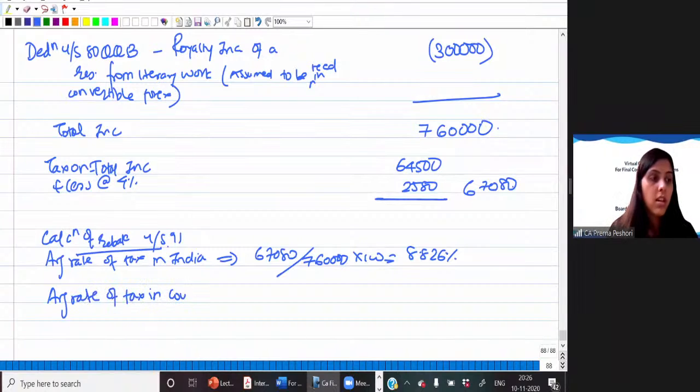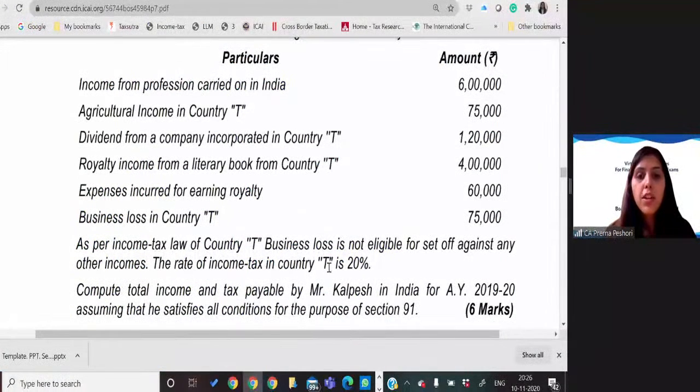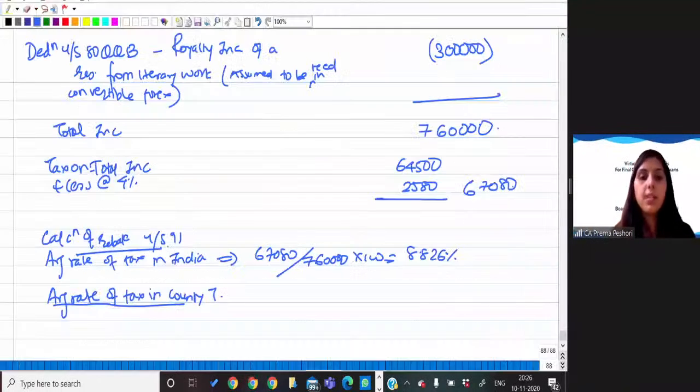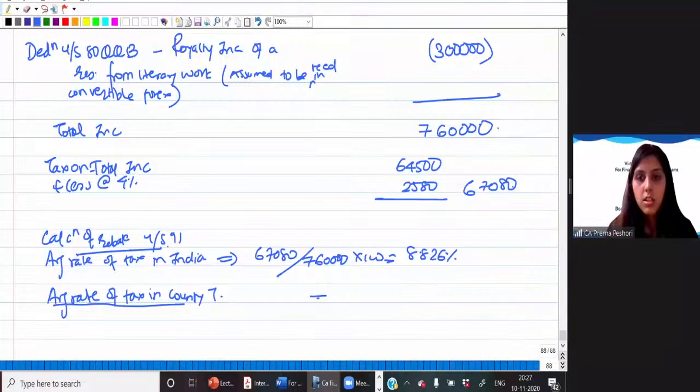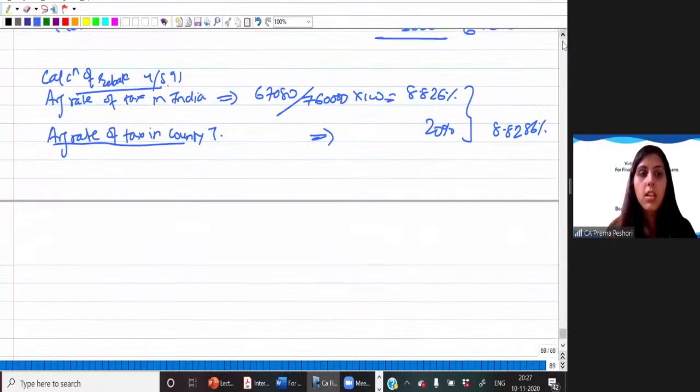In country T, what is the rate here given? The rate of income tax in country T is 20%. They have clearly given it as 20%. So we need not determine anything else, right? So the lower of this, 8.826%, right? Now this will be on the doubly taxed income. Now what is doubly taxed income here?